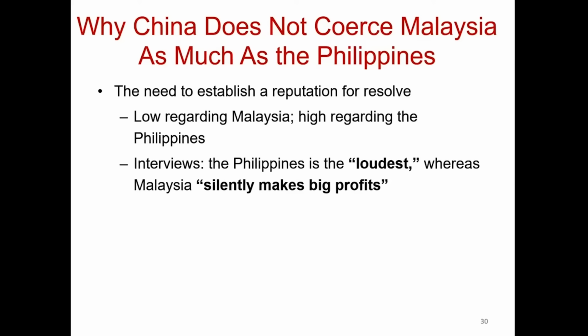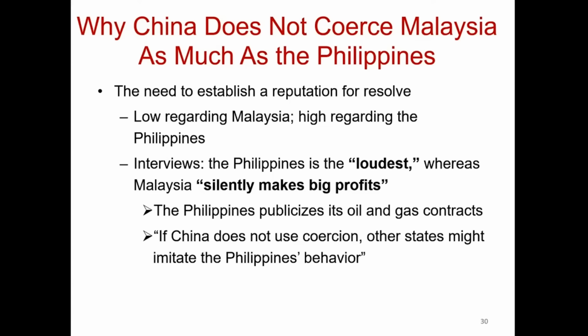So they're concerned, and if you look at media exposure, the Philippines' media exposure was way higher than Malaysia's. Their concern is that the Philippines publicizes all of this oil and gets contracts, even though it does not really have an operating oil field within the nine-dash line. But if China does not use coercion on those, then other states might imitate the Philippines' behavior, including foreign companies in future, and therefore China coerces the Philippines a lot more.